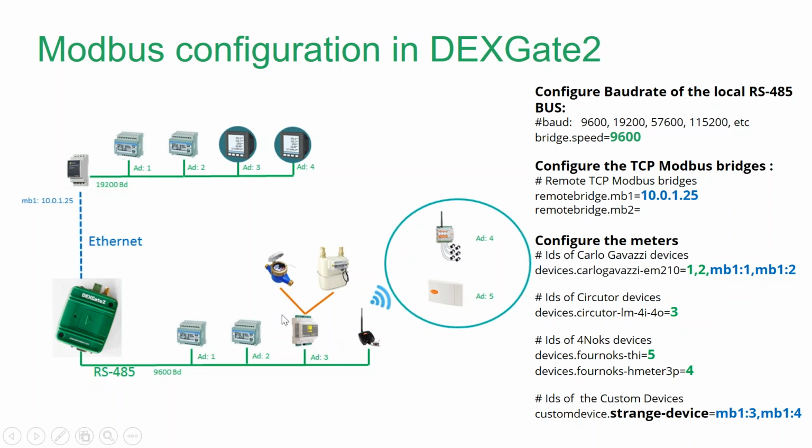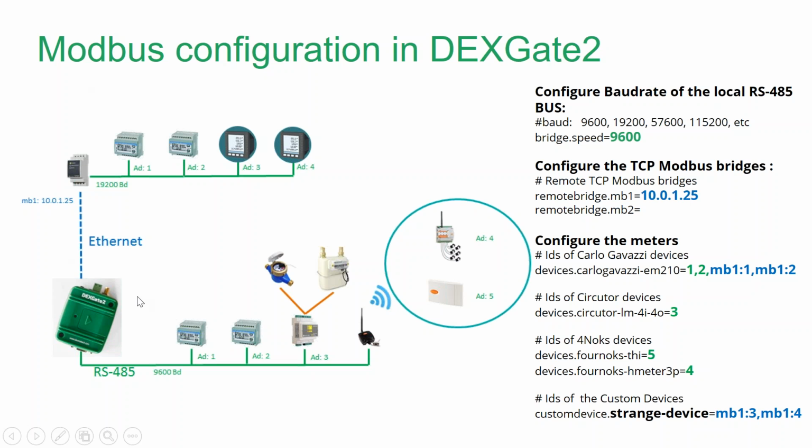Then the Circutor LM4I40 that we have set to the address 3 will be put in this line. And why not these wireless devices? Don't worry about whether they are wireless or not, they are Modbus. And as they are Modbus, they also have a Modbus address, so we can place it in the correct line.